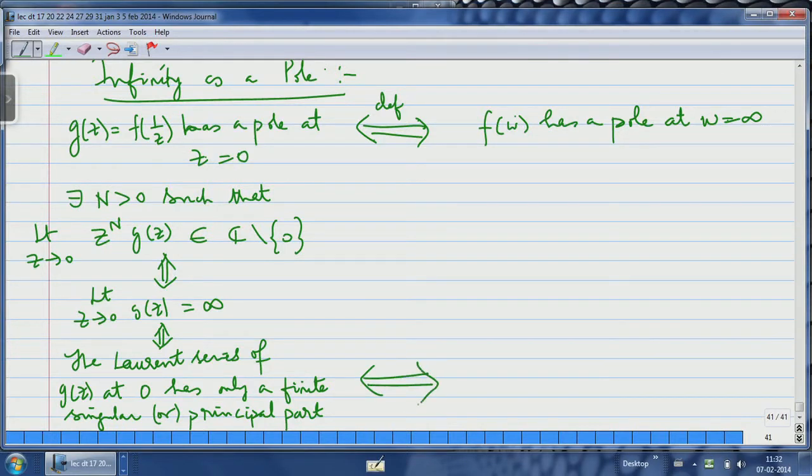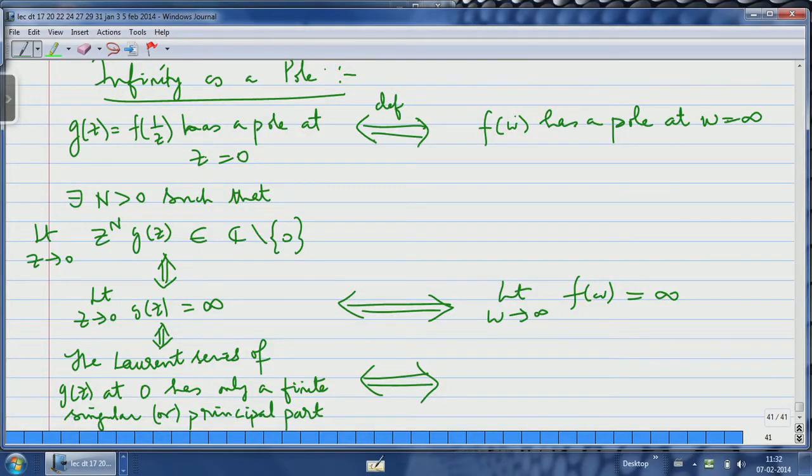Okay. Now, the fact is that each of these definitions has its analog for f at infinity, okay, having a pole at infinity. And well, I just want to point out a few subtleties. For example, the one in the middle goes through very easily. Limit z tends to 0 g of z is infinity is the same as saying limit w tends to infinity f of w equal to infinity. This is direct, because basically z is 1 by w, and z tends to 0 is equivalent to w going to infinity. I just make a change of variable from z to w by putting w equal to 1 by z or z equal to 1 by w. Okay, so that these two are one and the same is obvious. Especially, you are using the fact that z going to 1 by z is a homeomorphism. That is implicitly used here.